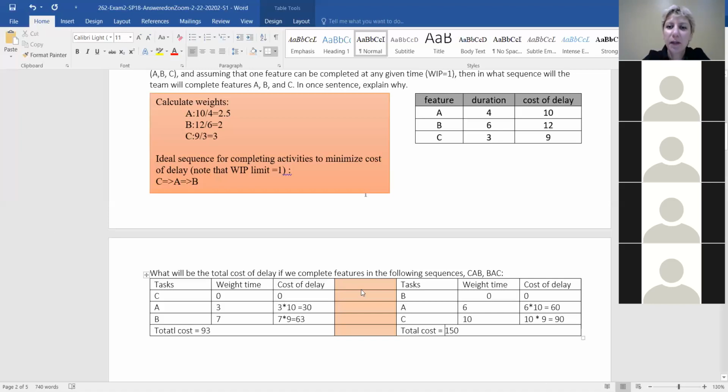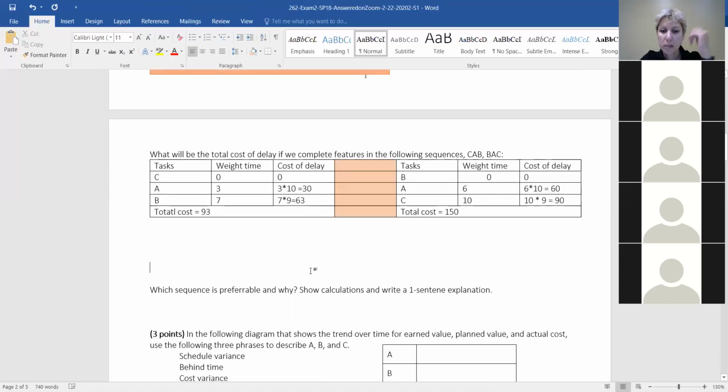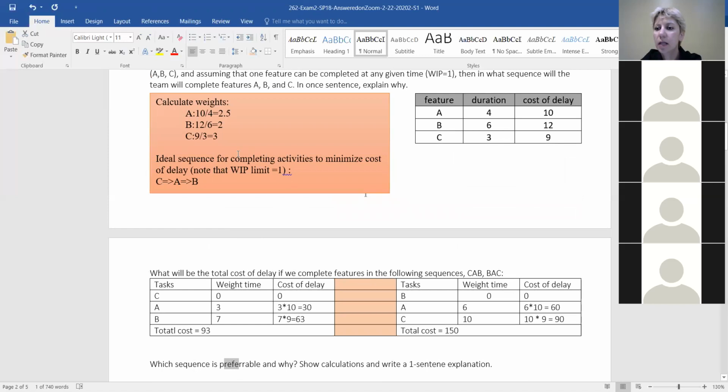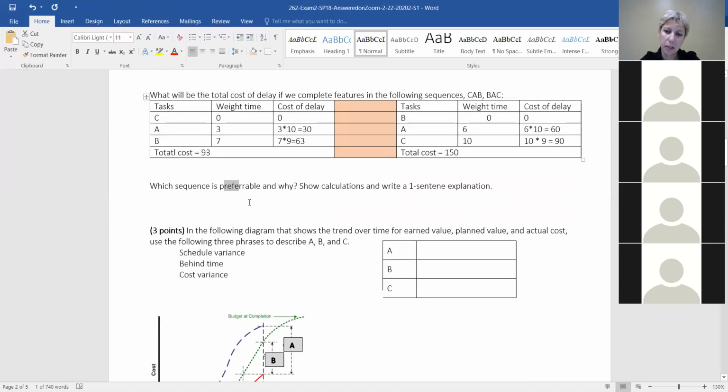Thank you, Nico. You all did well. This is what we wanted to have, just to confirm that the order which Nick gave us is actually the one that minimizes the cost. That's 93, and a random order here, 150. I could pick another random order for you on the exam. So which one is preferred, you would just refer to the weights and calculation of weights.